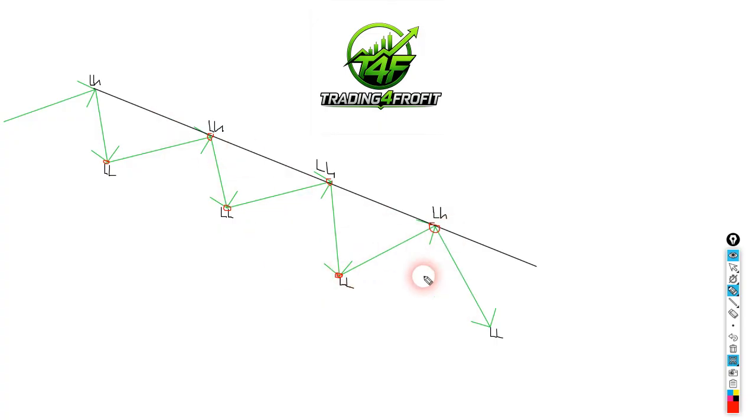But it is advisable you go with the trend. Don't go against the trend, because the trend is your friend. If you trade against the trend, you have a high probability of losing your trade. But if you trade with the trend, you have a high probability of winning your trades. So please make sure you're going with the trend, not against the trend.